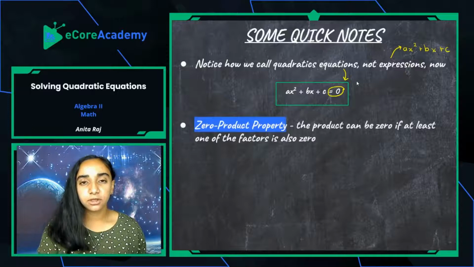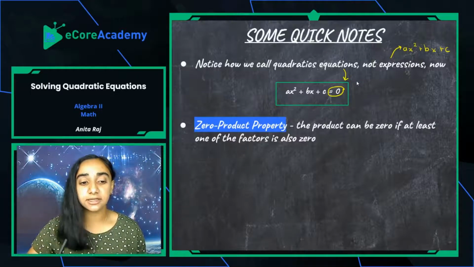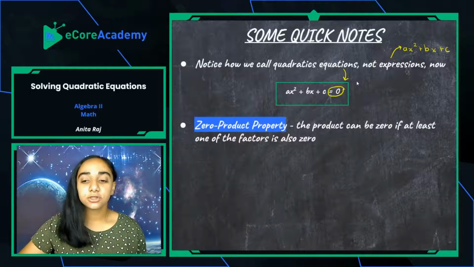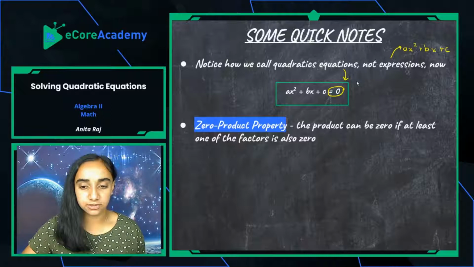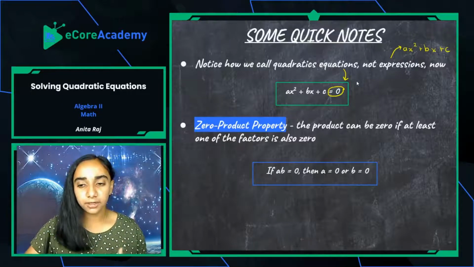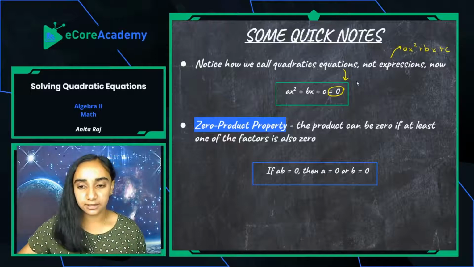Now I want you to understand what the zero product property is. So what exactly is the zero product property? The product can be 0 if at least one of the factors is also 0. What does that mean? Let's break that down.